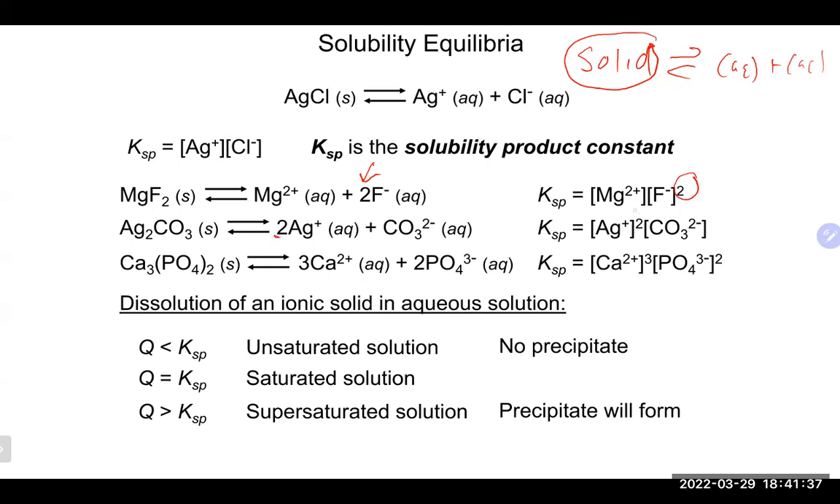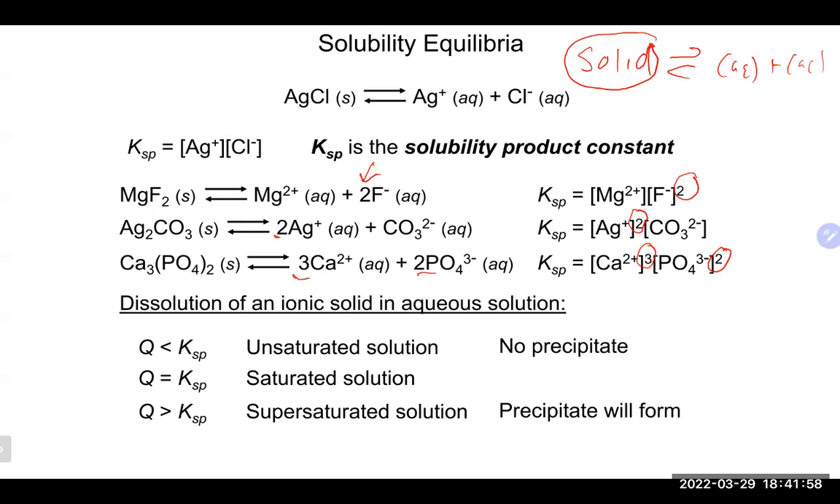Here we have a 2 on the silver. So again, we square it there just like normal. We've got a 3 and a 2, and we've got both of those in there. So we still take our coefficients as the exponents. And this is always how it's written, solids to aqueous ions.